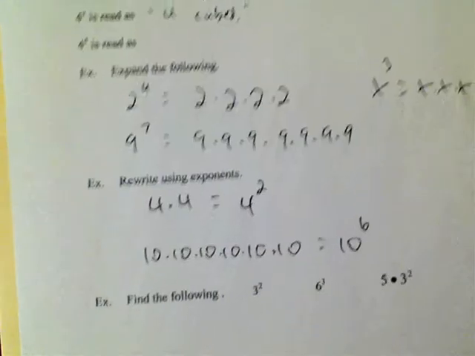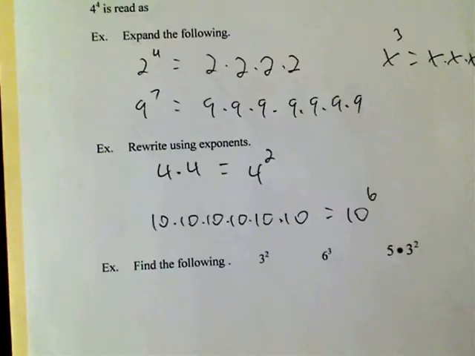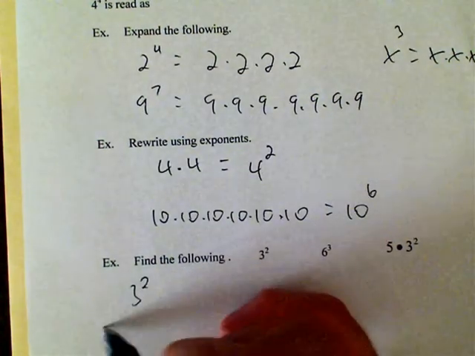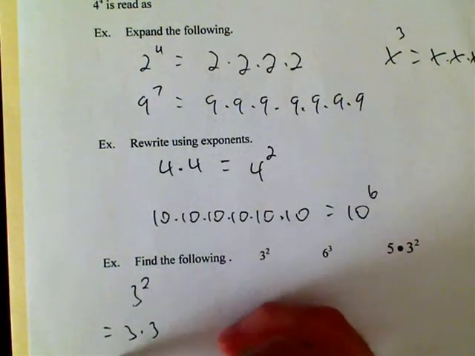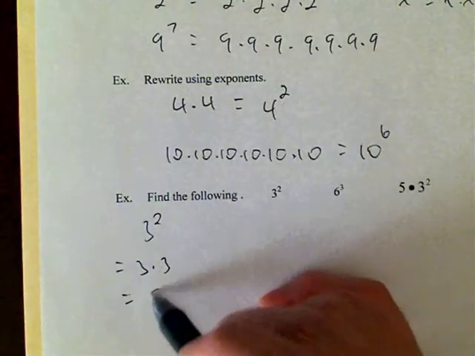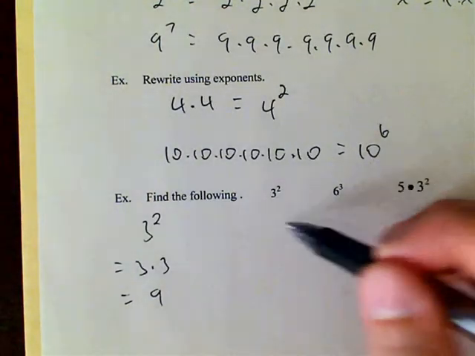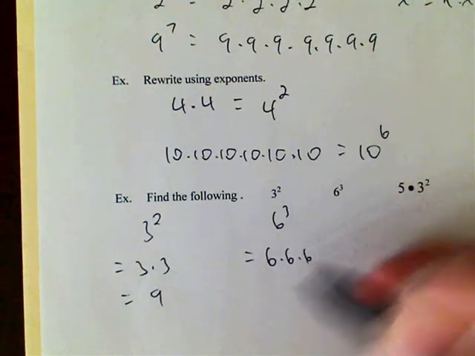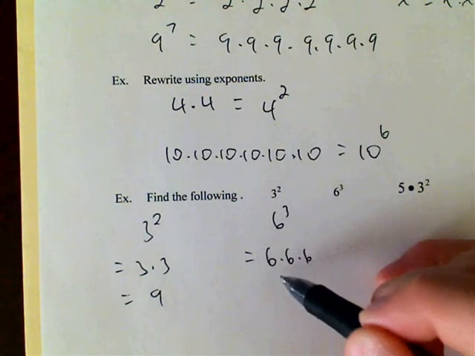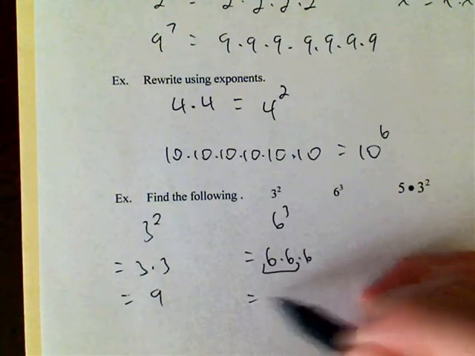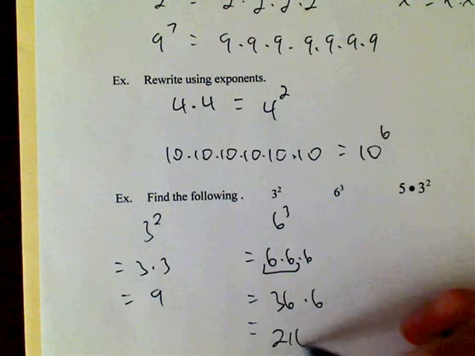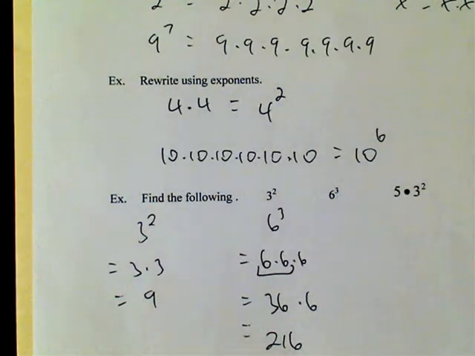Now let's get to some problems. We're actually going to work these out and see what's going on. 3 squared. 3 squared is the same as 3 times 3, and 3 times 3 is 9. Let's look at 6 cubed. 6 cubed is the same as 6 times 6 times 6. Now when we do this, we're just going to go left to right. 6 times 6 is 36, and then 36 times 6 is 216. That's how we do those.